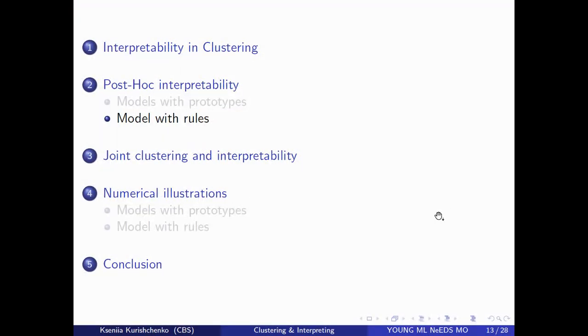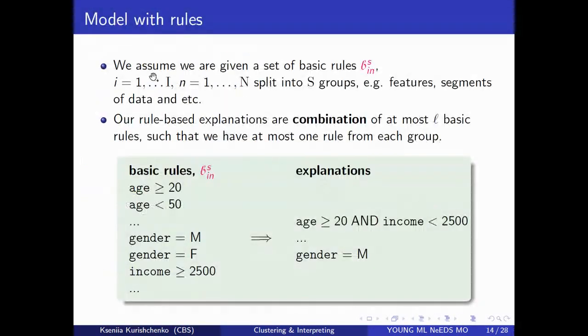As you remember, we used rule-based explanations for this model, and we're still in post hoc interpretability. So now we are given a set of basic rules such that we can split them into some groups, for example, by features. Imagine we have some characteristics of our data, and we can construct some explanations within each characteristic. This is going to be our basic rules. Our explanation, which the model will produce for us, is a combination of these basic rules, such that we can control the length of these explanations. So we can choose at most L basic rules, and at most one rule from each group.